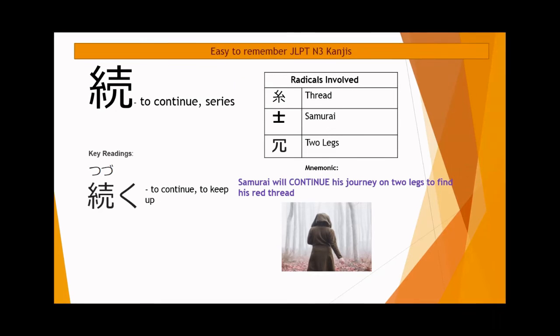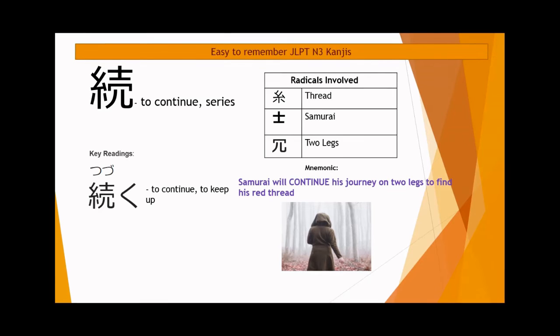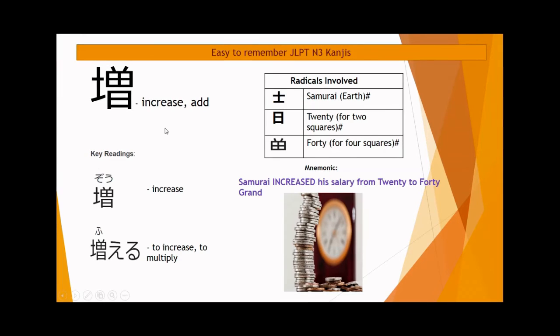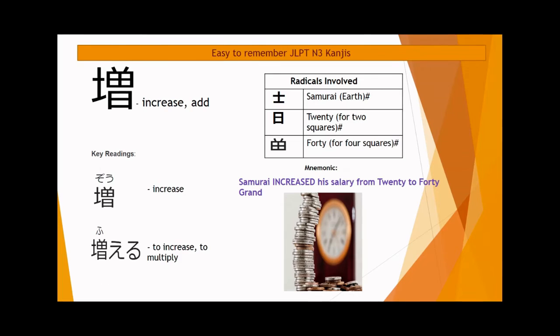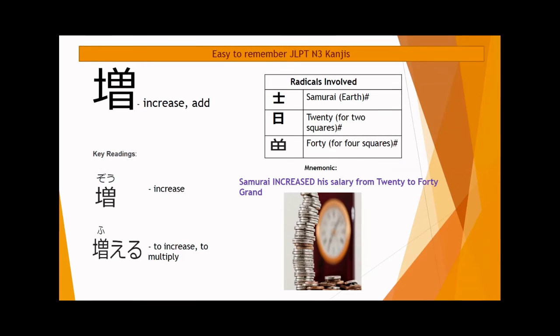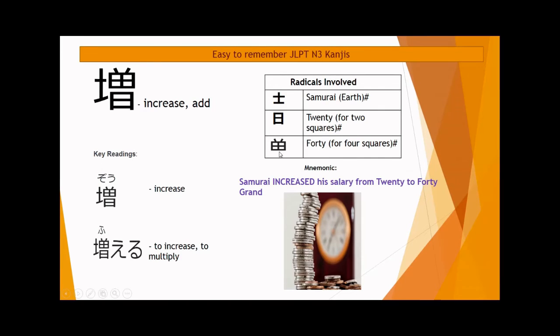The fourth kanji is the kanji for increase or add. The key readings for this kanji are zo, which means increase, and fueru, which means to increase or to multiply. The radicals involved are samurai, 2 squares and 4 squares. Once again, we are going to imagine the earth radical to be samurai for ease of use.